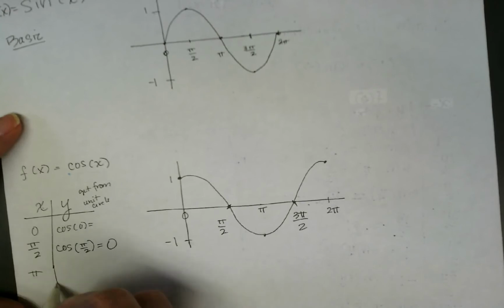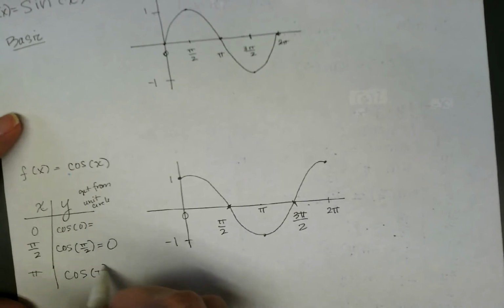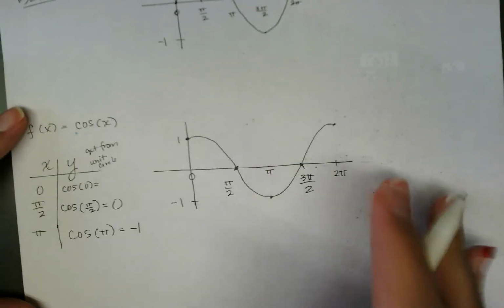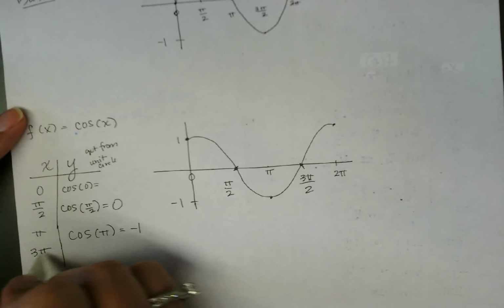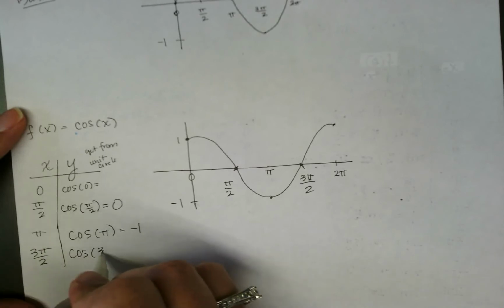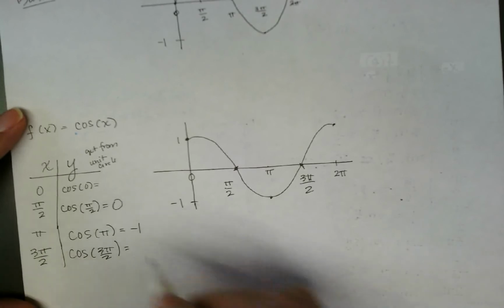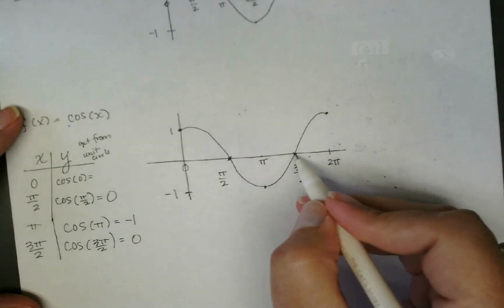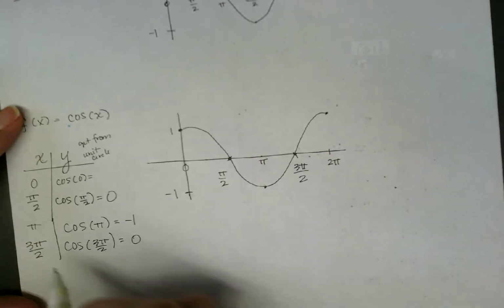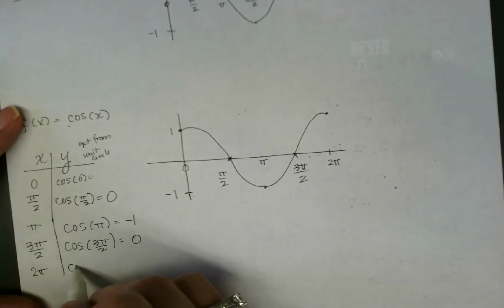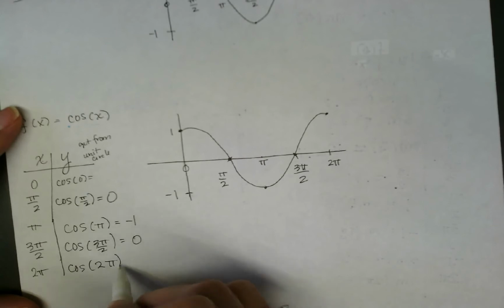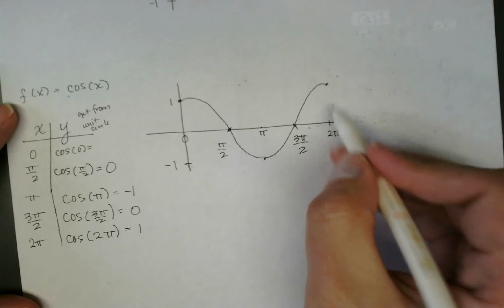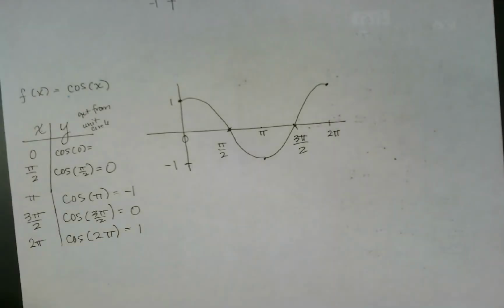If I plug in pi, go on the unit circle, cosine of pi is -1. That's why you got that point out. Okay. If I plug in 3 pi over 2, cosine of 3 pi over 2, what does that equal? Go on the unit circle. That is 0. So go over to the right 3 pi over 2, up, down, 0. And last but not least, if you plug in 2 pi, cosine of 2 pi equals, go to 2 pi in the unit circle, what's that value? 1. Go over 2 pi, go up 1, plot your point. That's where that comes from.